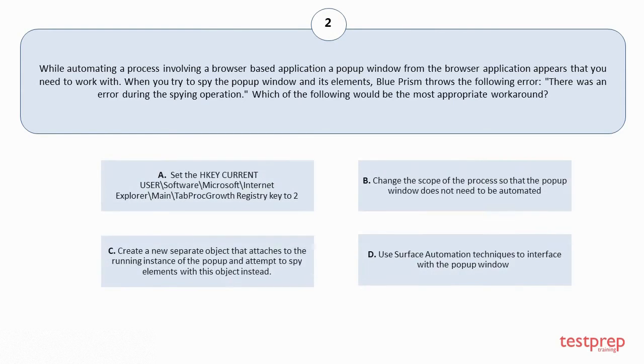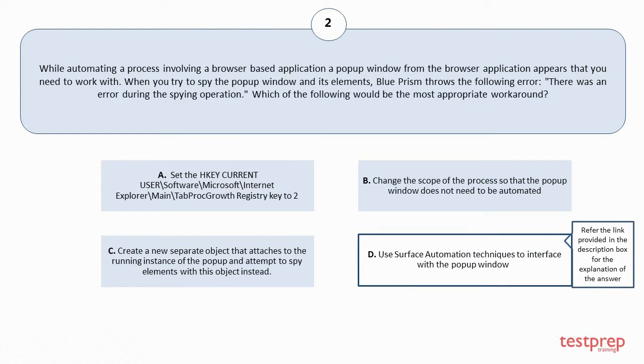Your options are: A. Set the following. B. Change the scope of the process, so that the pop-up window does not need to be automated. C. Create a new separate object that attaches to the running instance of the pop-up, and attempt to spy elements with this object instead. D. Use surface automation techniques to interface with the pop-up window. The correct answer is option D.